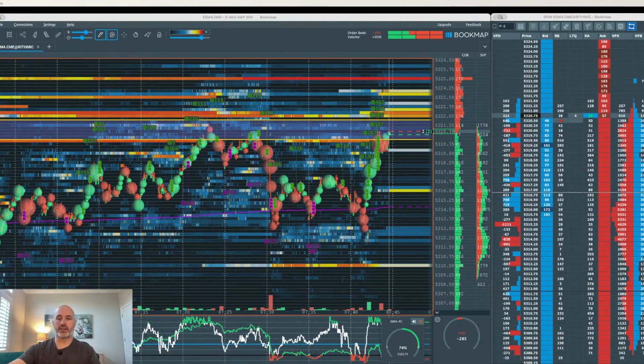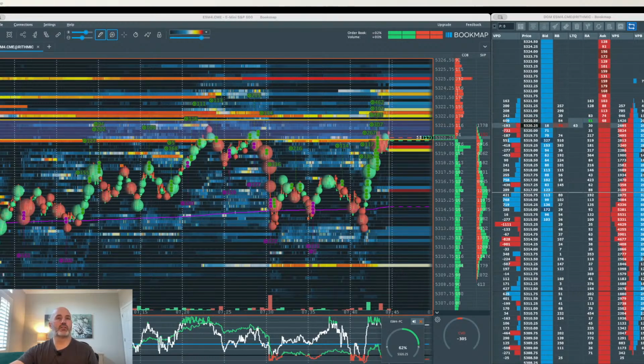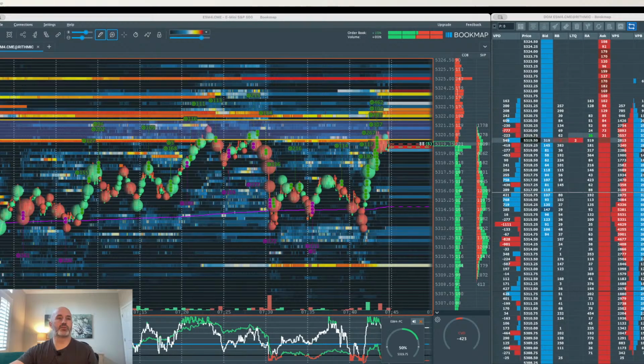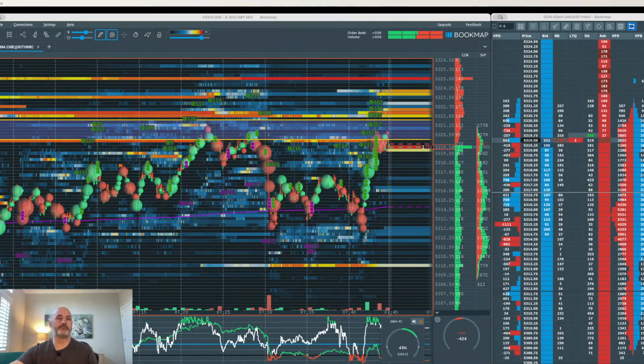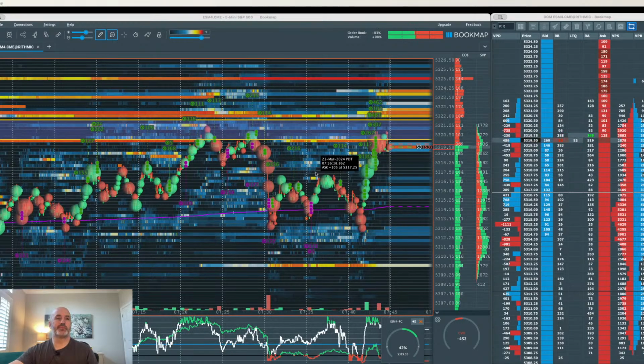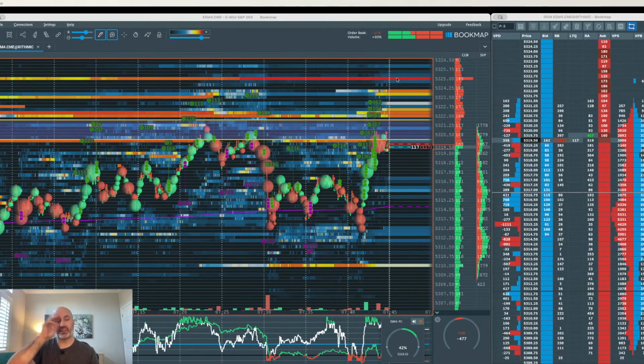So it's stalling at the high of day, but there's so much volume here that I think we're going to see a push through. And what we're going to see is a push through, come up to 53.25, and then turn around and grab that liquidity.